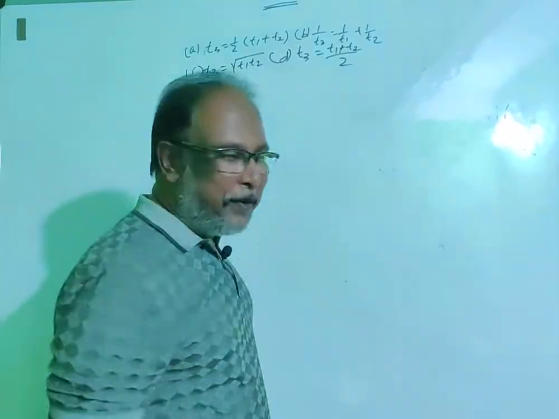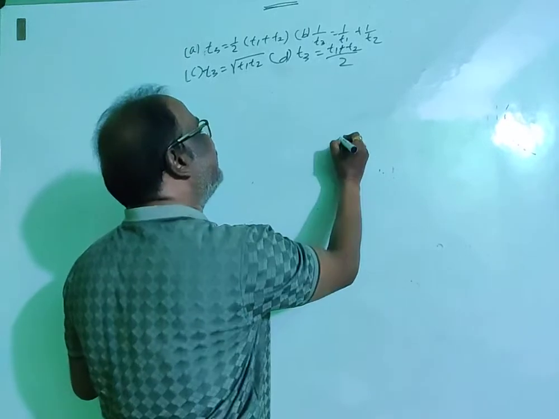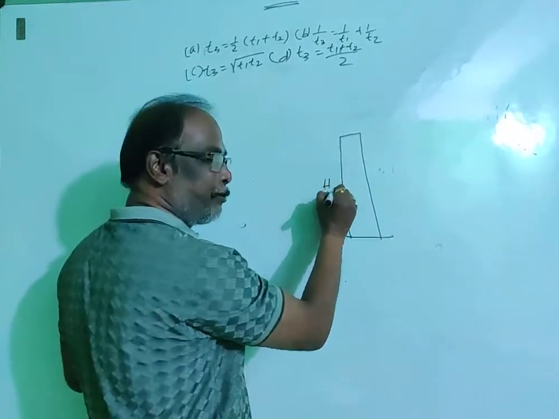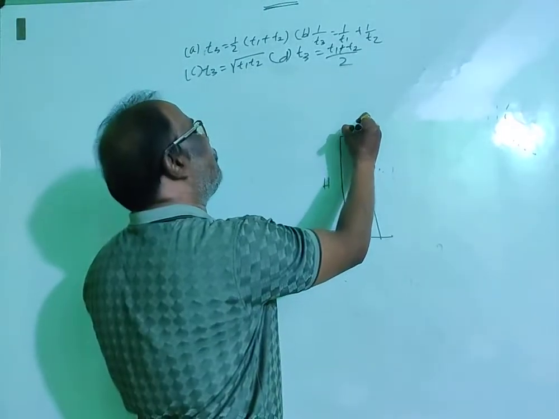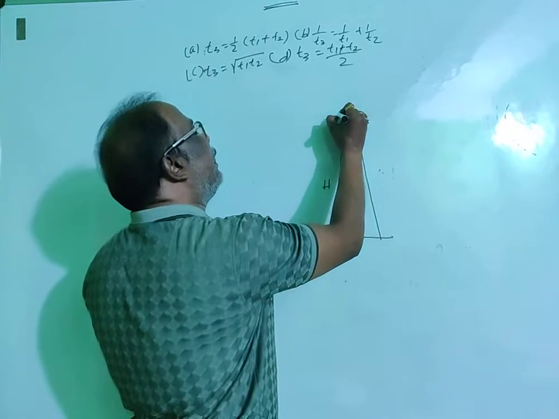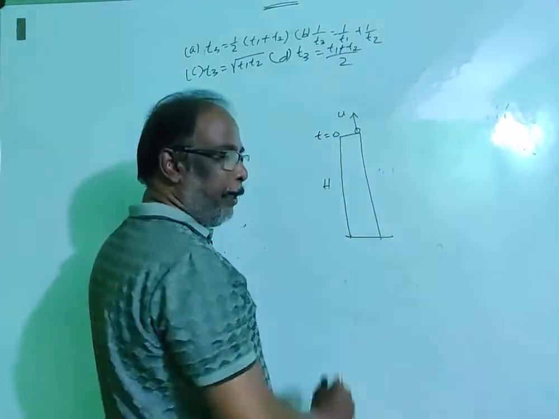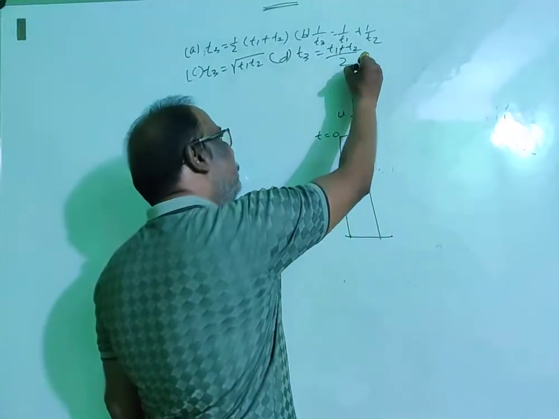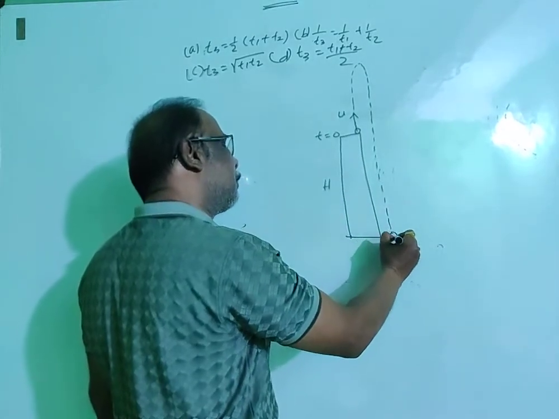Okay. I will describe the situation. You can understand it well. This is the height. Let this height be h. First case, a stone is thrown upwards, let with a velocity u. When time is 0, a stone is thrown upward. It is moving upward and again moves down and reaches the ground.